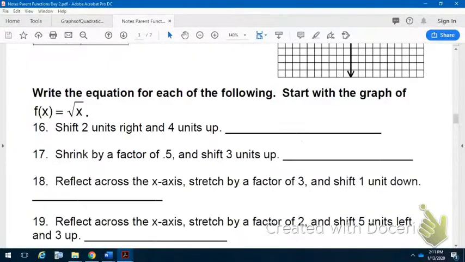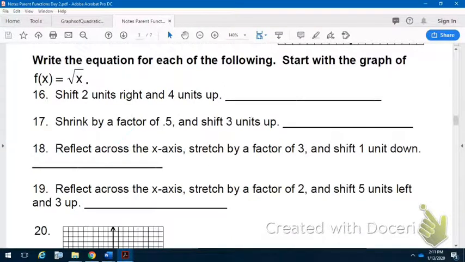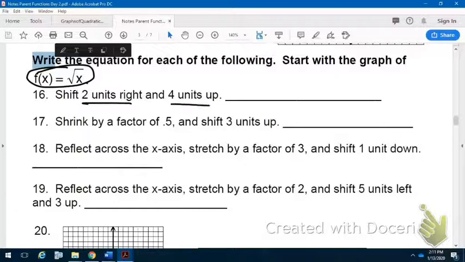So writing the equations, again, this tells you what to start with. Eventually there's going to be some of these things that are mixed up on here. They're not going to be just all the same one that we're working on for our homework. They're going to be mixed up. But this is use square root of x. Okay, so you want right 2 and up 4.